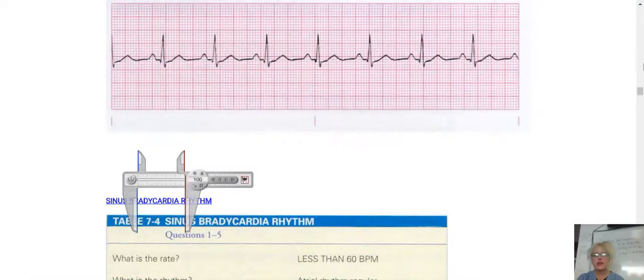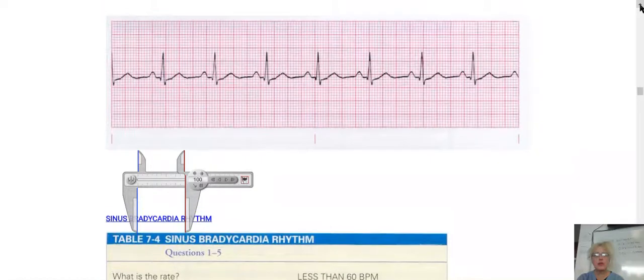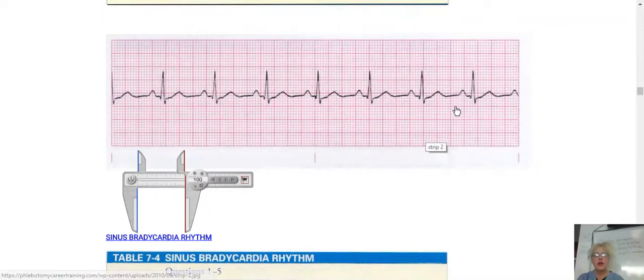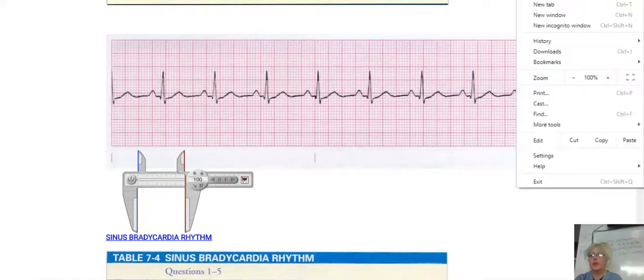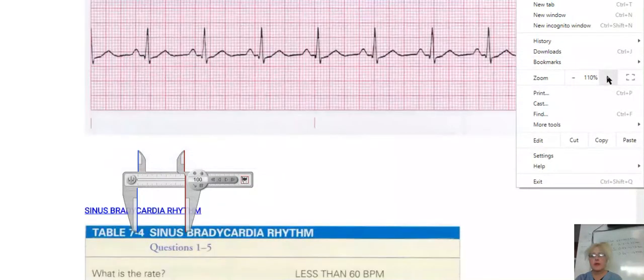Okay, we're going to take a look at this particular rhythm right now. This is one of the rhythms online. So let's take a look and determine whether or not this is a normal sinus rhythm.